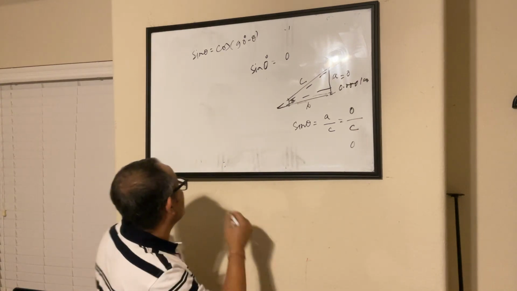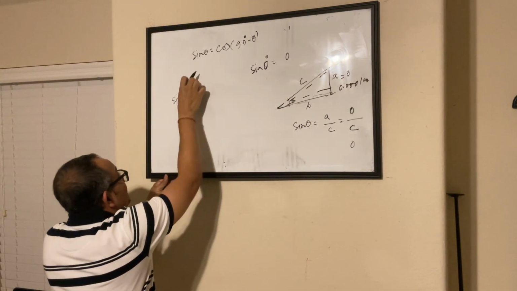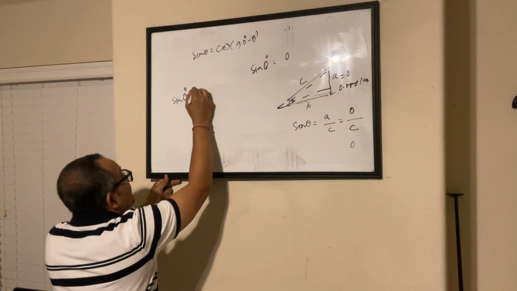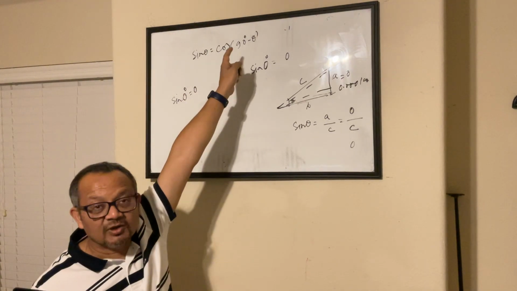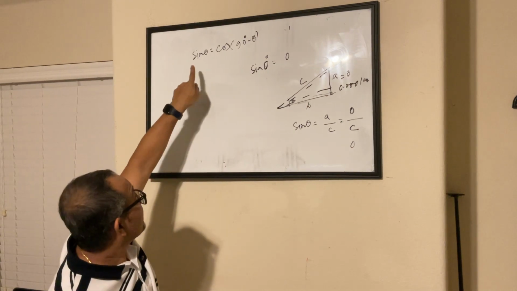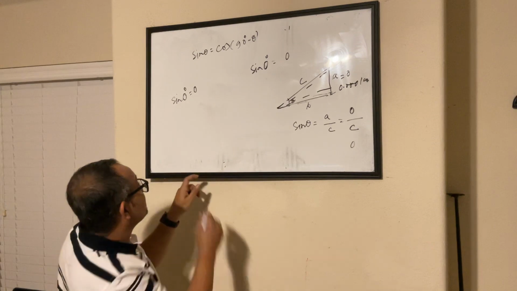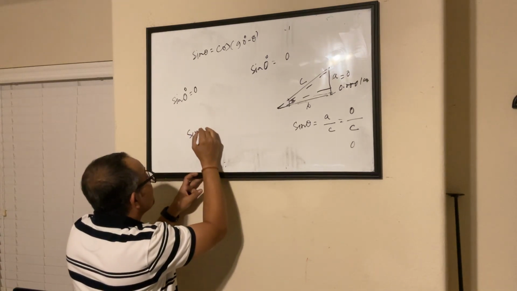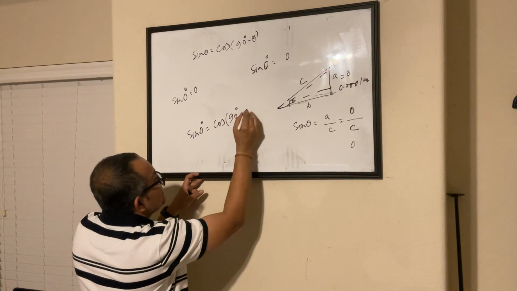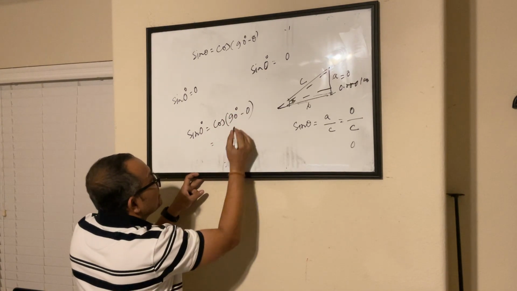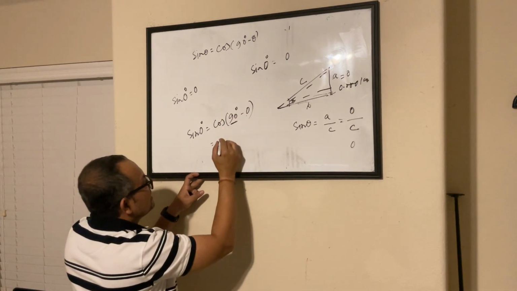Now you know that sine of 0 degree is nothing but 0. I'm saying that you have a rule of complementary angle, which says sine of theta is equal to cos of 90 degree minus theta. So sine of 0 is cos of 90 degree minus 0.